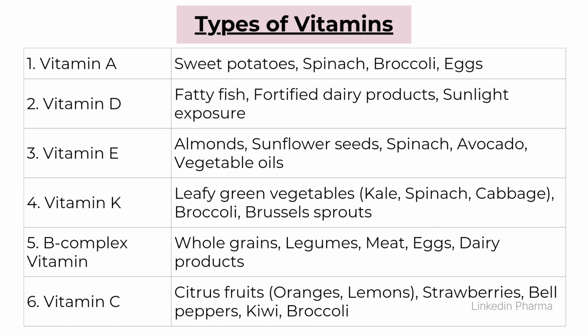Types of vitamins. 1. Vitamin A: sweet potatoes, spinach, broccoli, eggs. 2. Vitamin D: fatty fish, fortified dairy products, sunlight exposure. 3. Vitamin E: almonds, sunflower seeds, spinach, avocado, vegetable oils. 4. Vitamin K: leafy green vegetables, kale, spinach, cabbage, broccoli, Brussels sprouts. 5. B-complex vitamins: whole grains, legumes, meat, eggs, dairy products. 6. Vitamin C: citrus fruits, oranges, lemons, strawberries, bell peppers, kiwi, broccoli.